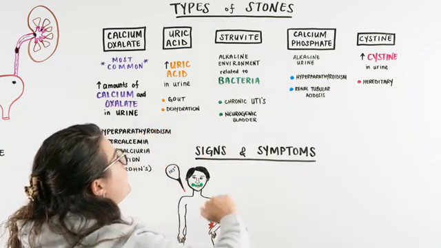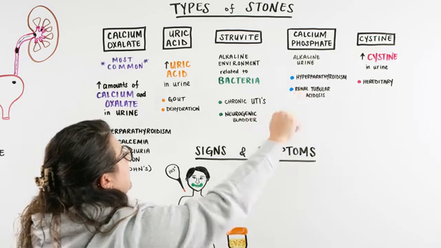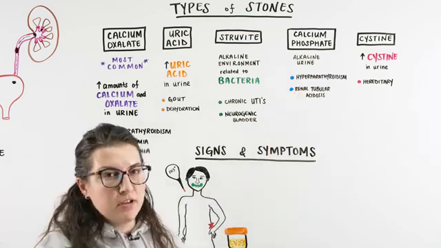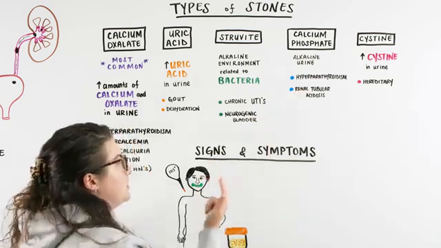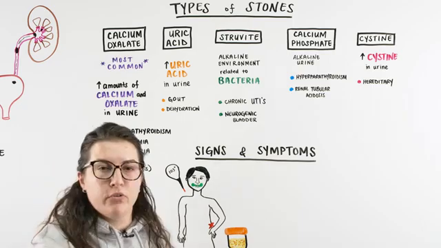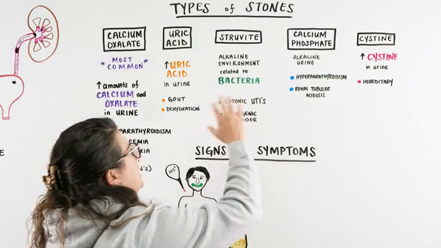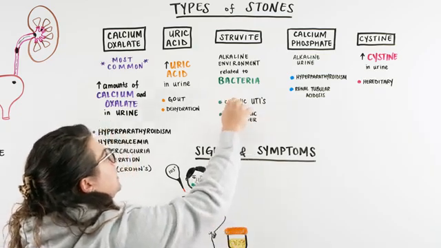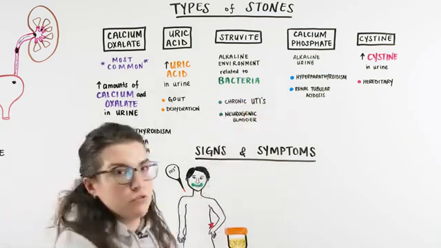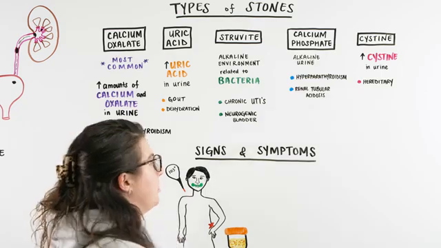Then we also have a struvite stone. This is more alkaline in the environment. It's related to bacteria. So think of patients that have chronic UTIs or neurogenic bladder, where they're not able to empty their bladder as often. They're going to have a buildup of this bacteria, creating an environment that's very alkaline, very basic, and because of that, these stones are more apt to occur.